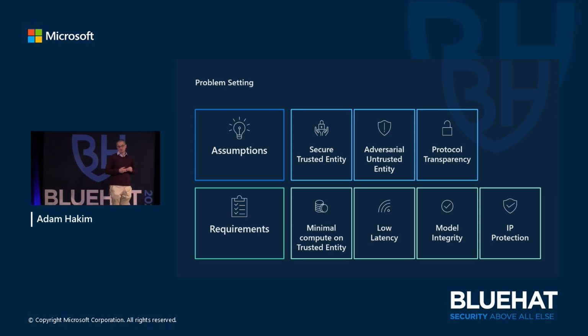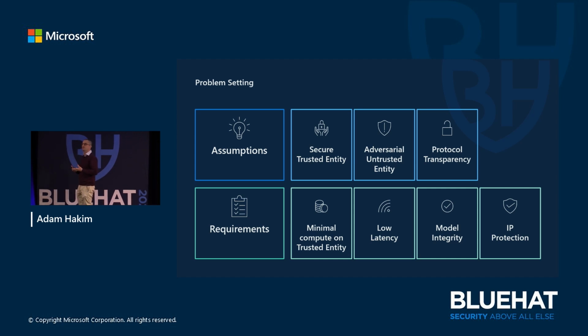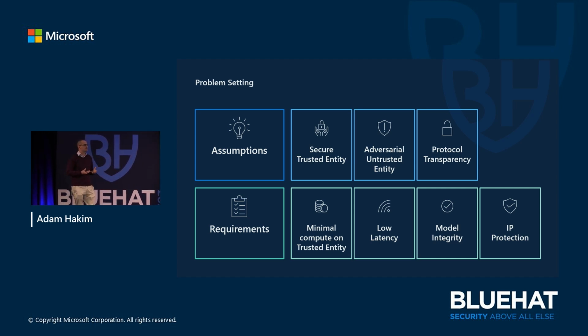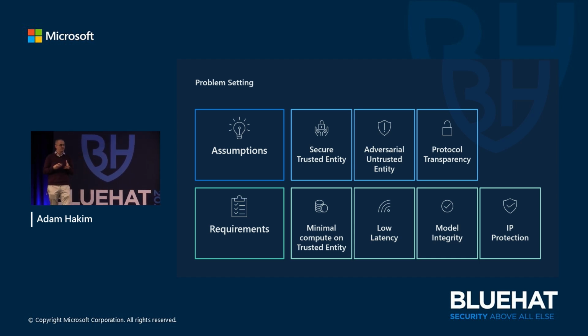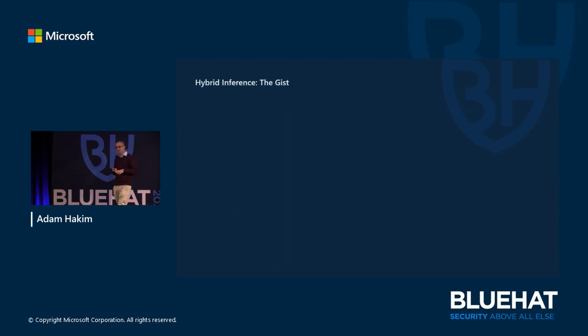The requirements are as follows. The trusted entity, the secure entity, is expensive to run inferencing on. It's an expensive computing resource, so we have to make sure that there's a minimal amount of computation on the trusted entity. Because we have two portions of the model now, and they have to communicate between them, it creates latency, so we have to make sure that the solution has as low latency as possible. The output of the model needs to remain the same, so we need to keep the model integrity, and of course provide IP protection. So here's the solution, the gist of it.